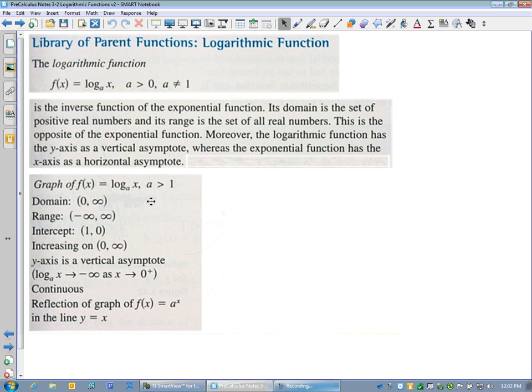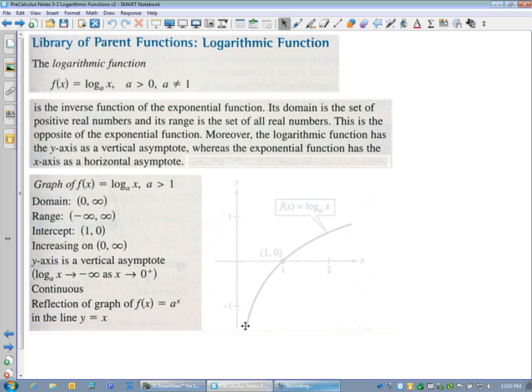Matter of fact, you also can't take the logarithm of 0. So up till now, our restrictions for domains have been can't divide by 0, you can't take the square root of a negative number. Well, now here's another one: you cannot take the logarithm of a non-positive number. So our domain is 0 to infinity, which is just the positive numbers. The range, however, will be from negative infinity to positive infinity.